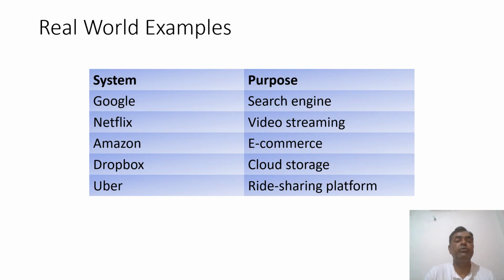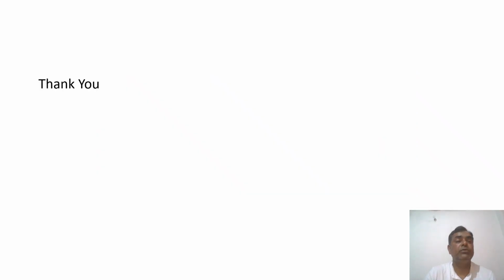Real world examples: Google search engine is an example of distributed system. Netflix video streaming you are using nowadays. Amazon e-commerce, amazon.in, the website you are using, also uses distributed system architecture. Dropbox, it is used for cloud storage. Uber, a ride sharing platform, also uses distributed system. Thank you so much.